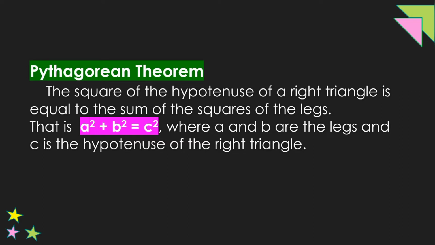The Pythagorean theorem: the square of the hypotenuse of a right triangle is equal to the sum of the squares of the legs. That is, a squared plus b squared equals c squared, where a and b are the legs and c is the hypotenuse of the right triangle.